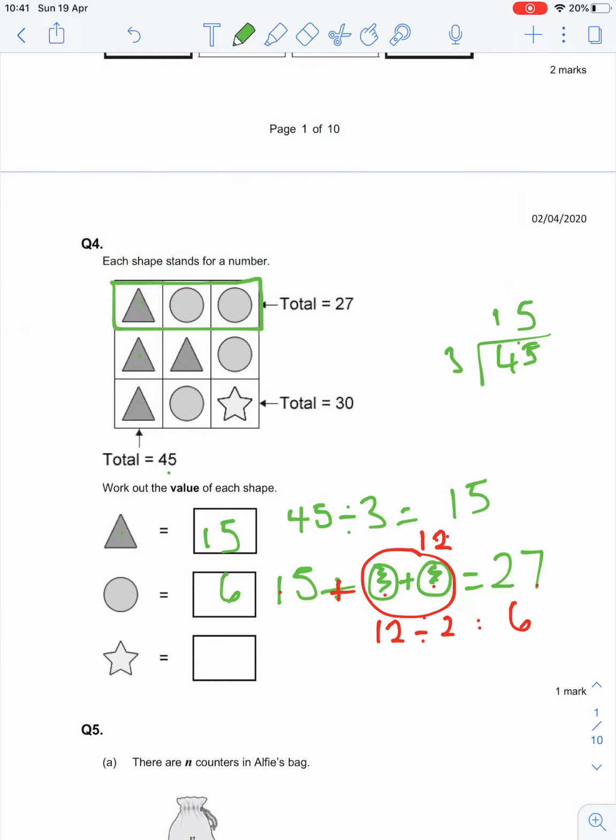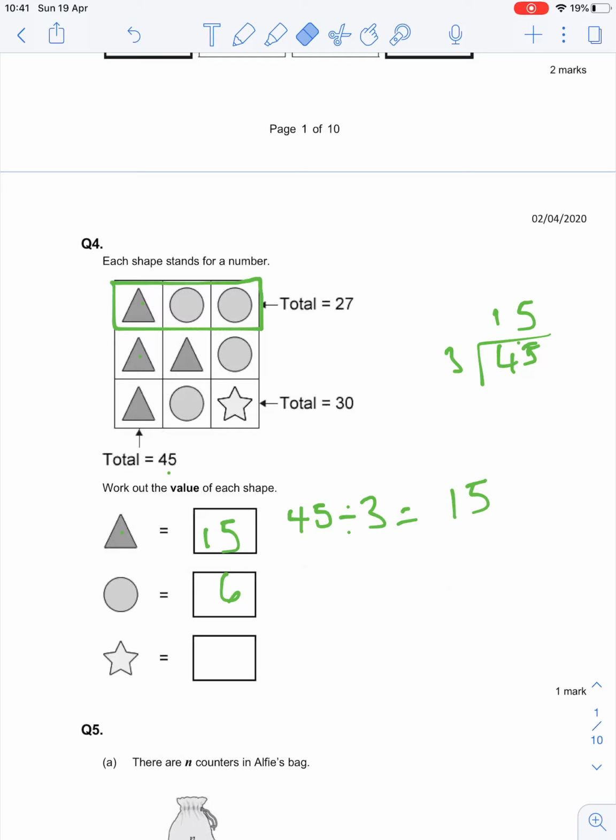Again, I'm just going to check that out. I'm not going to take my word for it. I might have made a mistake, so let's check it. So I've got 15, 6 and 6. 15 add 6 is 21, add 6 is 27, so I know the circle's 6.